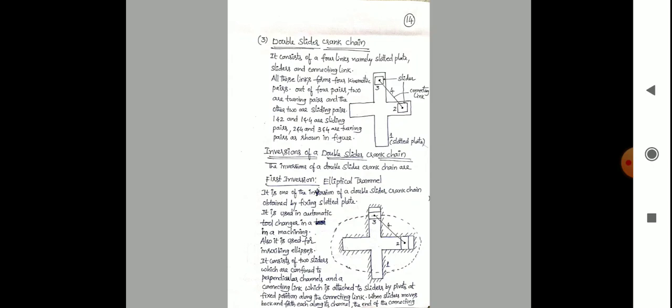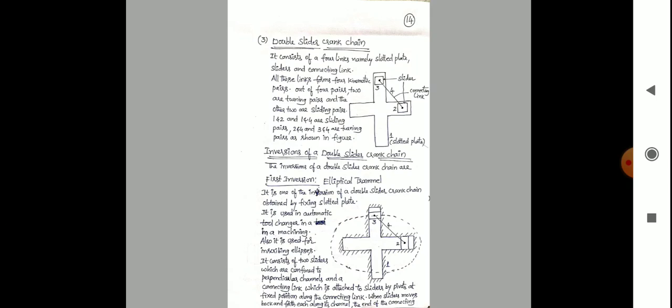It consists of 2 sliders which are confined to perpendicular channels. In the figure, the 2 sliders are named as 2 and 3. So, elliptical trammel consists of 2 sliders, here named as 2 and 3, which are confined to perpendicular channels, and a connecting link, that is named as 4, link 4, which is attached to the sliders by pivots at fixed position along the connecting link.